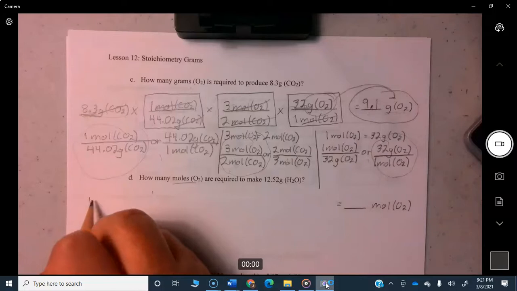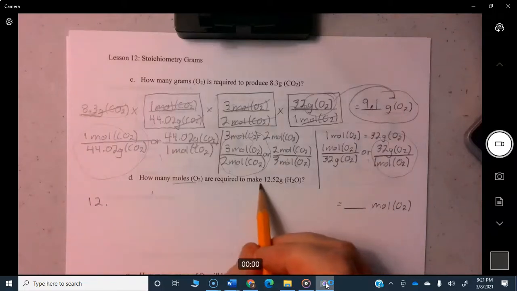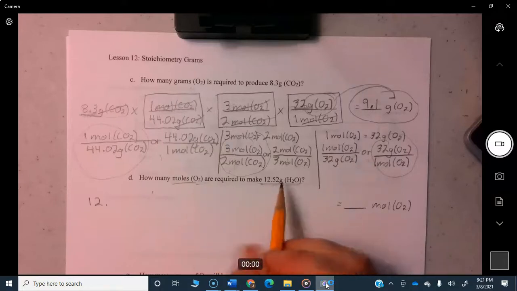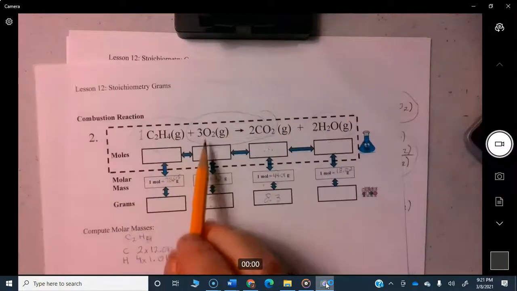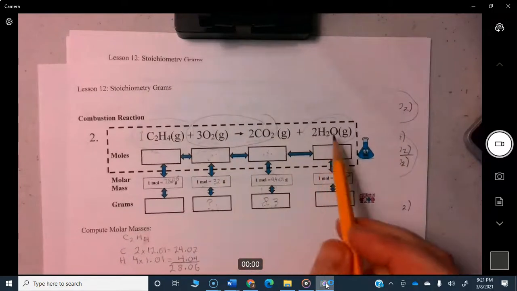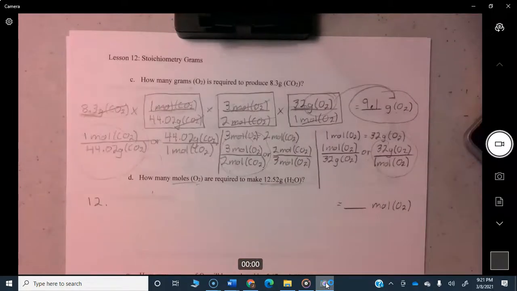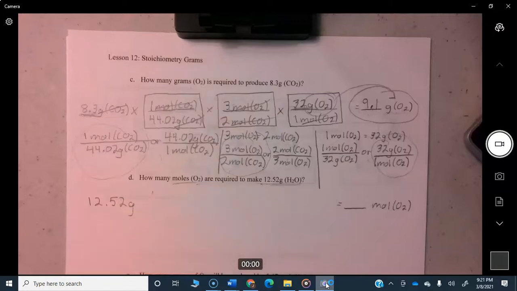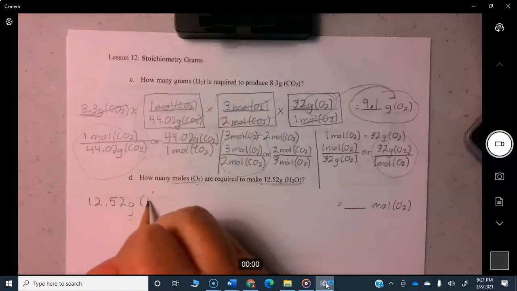So over here, what we know, again, the chemical equation wants to know how much of this we need to end up with this. So the chemical equation is moving from left to right, from here to here. But the math equation moves in the other direction, okay? So it's from where we start. So we start with 12.52 grams of H2O.